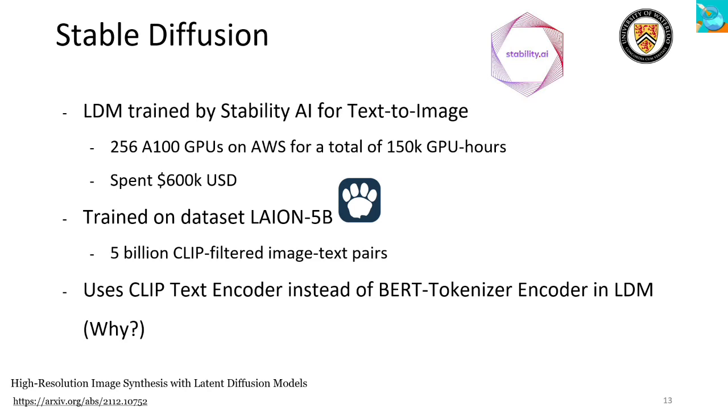And Stable Diffusion is trained on a relatively huge dataset called LAION-5B, which contains 5B CLIP-filtered image-text pairs. So for the domain-specific encoder, they also chose to use the CLIP text encoder instead of the BERT tokenizer encoder in the LDM literature. We will talk about why in the later sections.